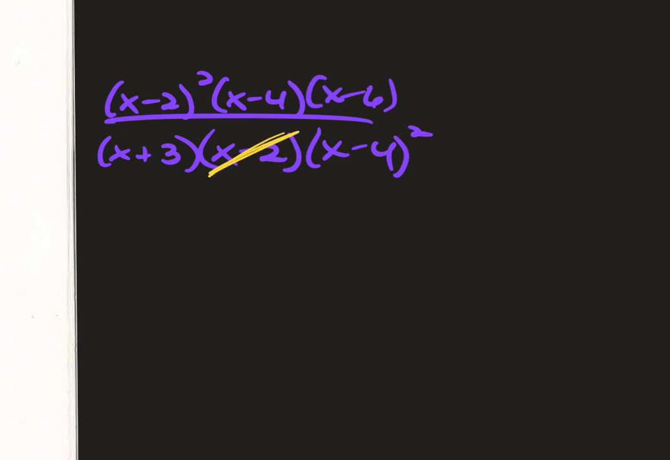There's 2 in the top, which means there's still 1 left. But we crossed it completely out of the bottom. When you cross it completely out of the bottom, that means there's a hole. So the hole comes from setting this equal to 0. So my x on my hole is 2.